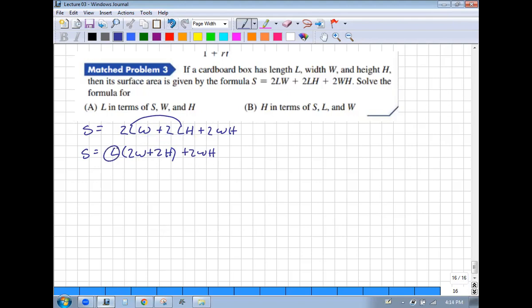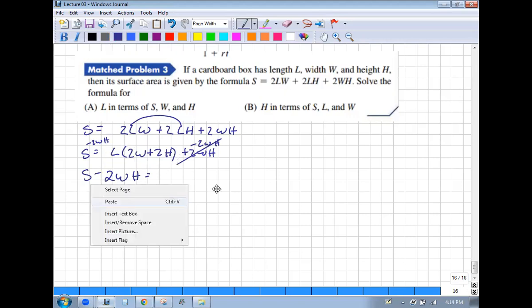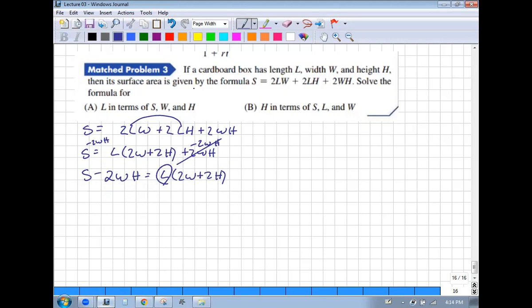So now we want this by itself. So this is just a number, right? Let's get this out of the way. Let's subtract 2WH from both sides. We end up with S minus 2WH is equal to this. But we want the L by itself, so let's get rid of this thing. 2W plus 2H, 2W plus 2H. So that goes away. Now I have L is equal to that pile of stuff. Make sense? That ain't pretty, but it's what they asked us to do.